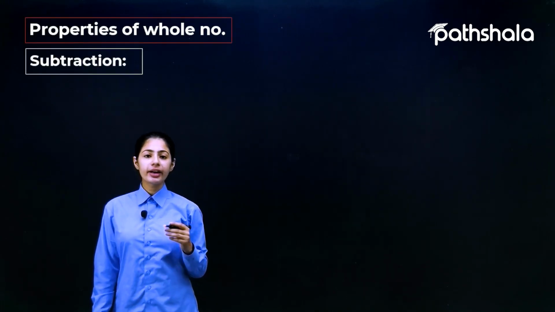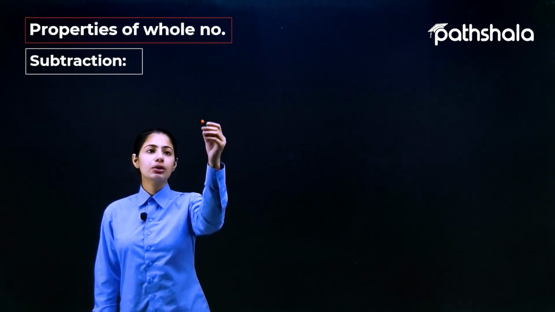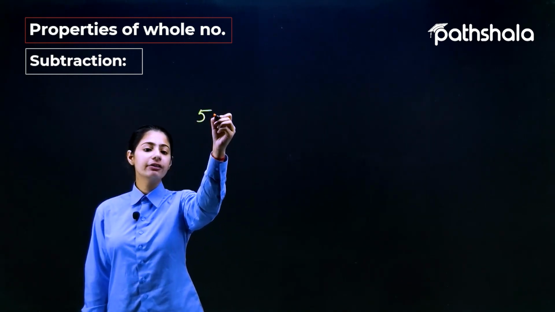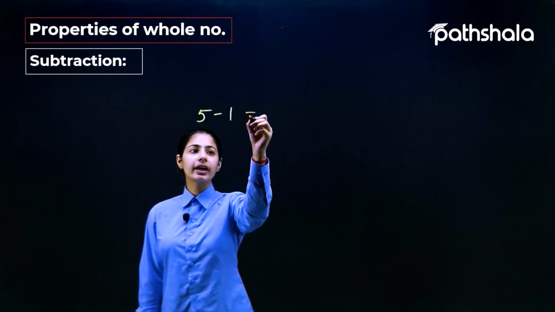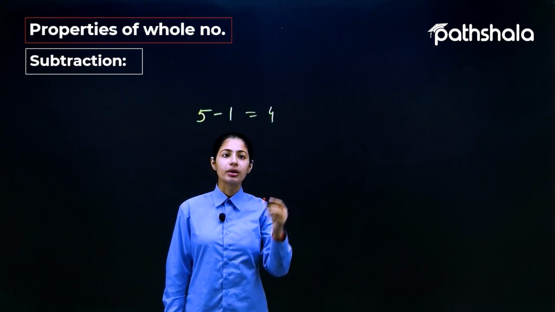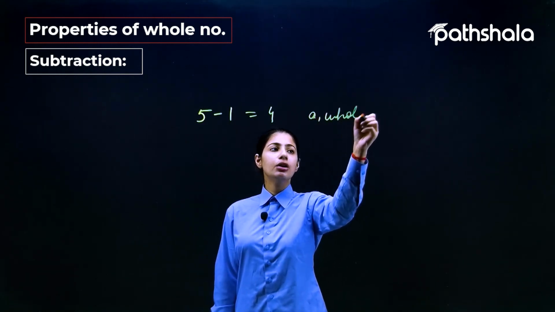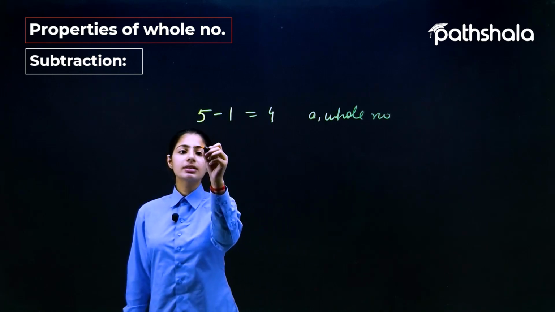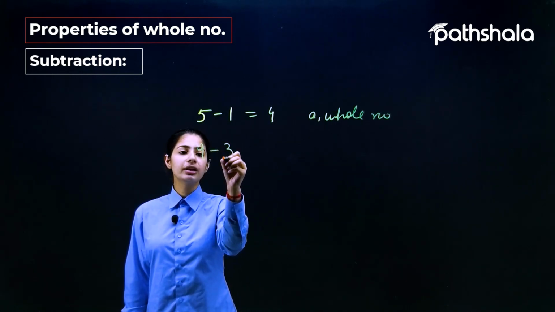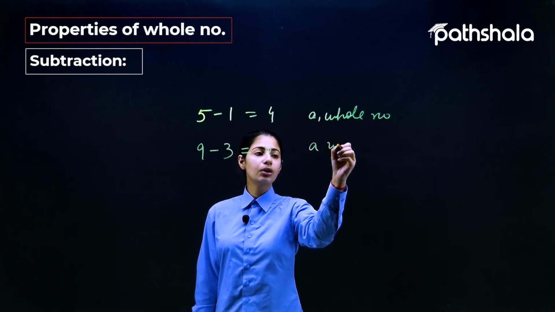Next is subtraction. Now let's find out what we get when we subtract two whole numbers. For example, 5 minus 1, we get 4. 5 is a whole number, 1 is also a whole number. 4 is also a whole number, therefore we are getting a whole number. Next is 9 minus 3, which is equal to 6, which is again a whole number.